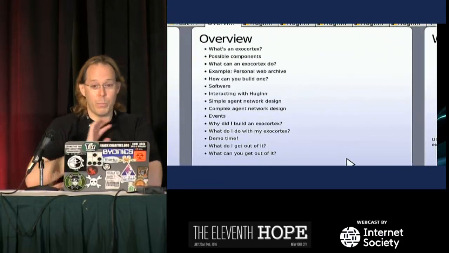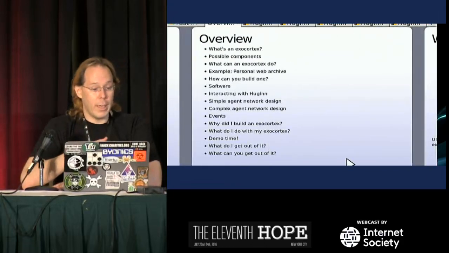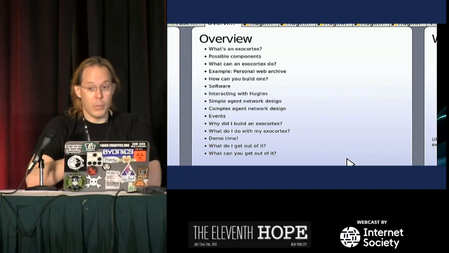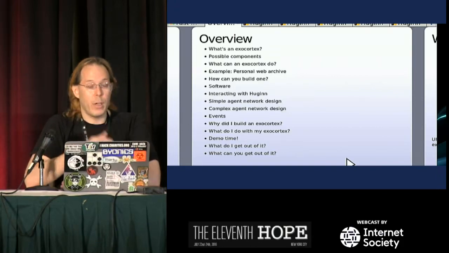So, brief overview of my talk. I'm going to talk about what an exocortex is. I'm going to talk about some possible components of one. I'm going to talk about what they can do. I'm also going to go into one of the applications I built into my own exocortex that I use fairly heavily, which is a personal web archive. I'm going to describe how you can build one. I'm going to talk about the software you can use to build one. And I'm going to talk about how to interact with the framework used to build an exocortex.